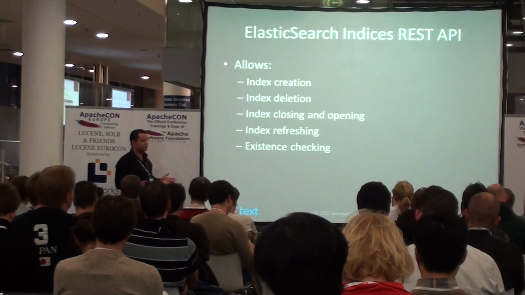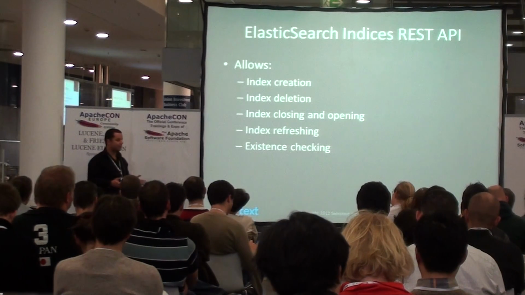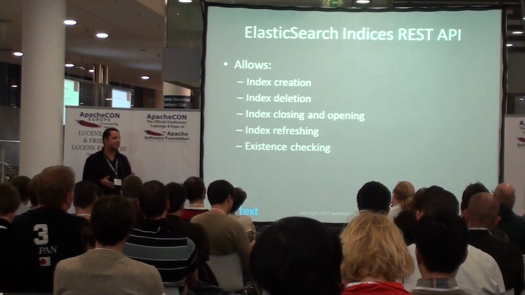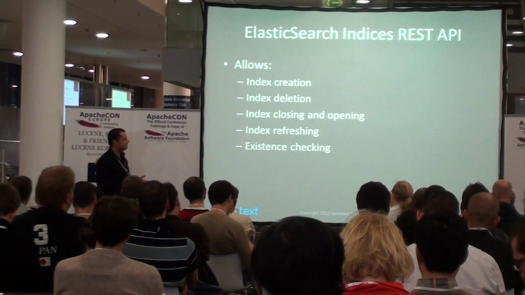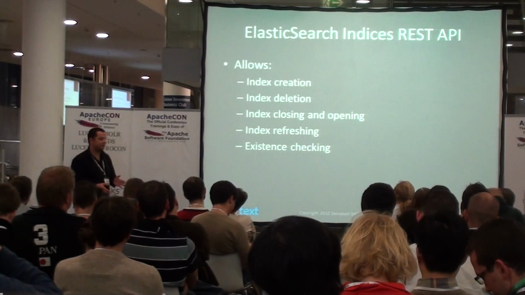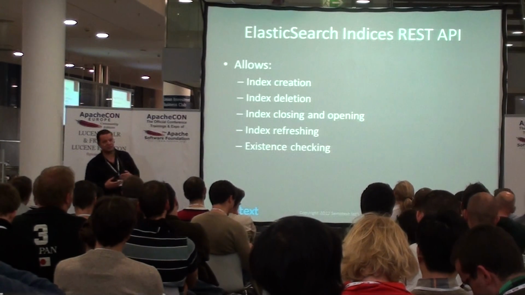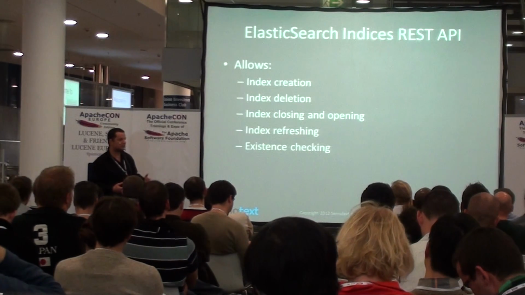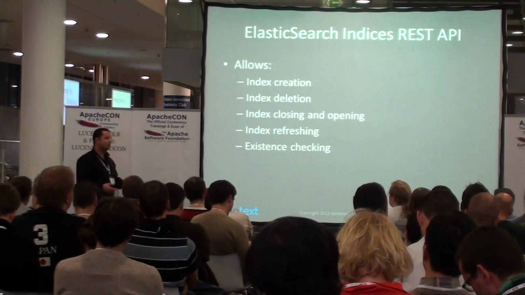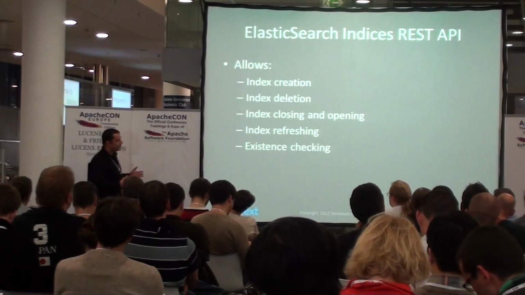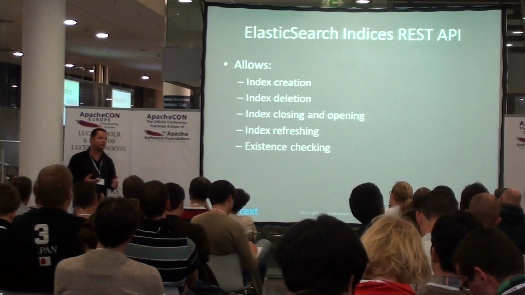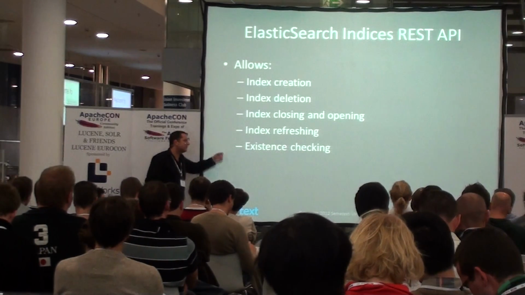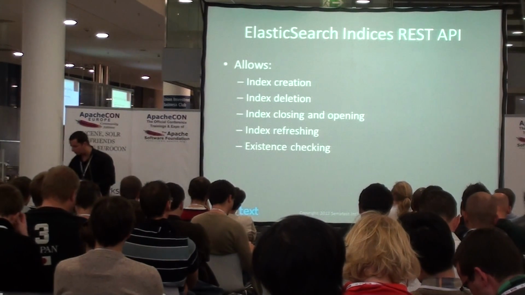For example, imagine that you search over 100 days of data. But some functionalities, for example for the marketing department or any statistical features or applications, require some amount of that data, but rarely. So you can close those indices during normal work and, for example, open them at night, do the processing, and then close them again. It will release some amount of system resources that may be needed during the normal search. In addition to that, you can refresh your index and check the existence of an index with an API call.